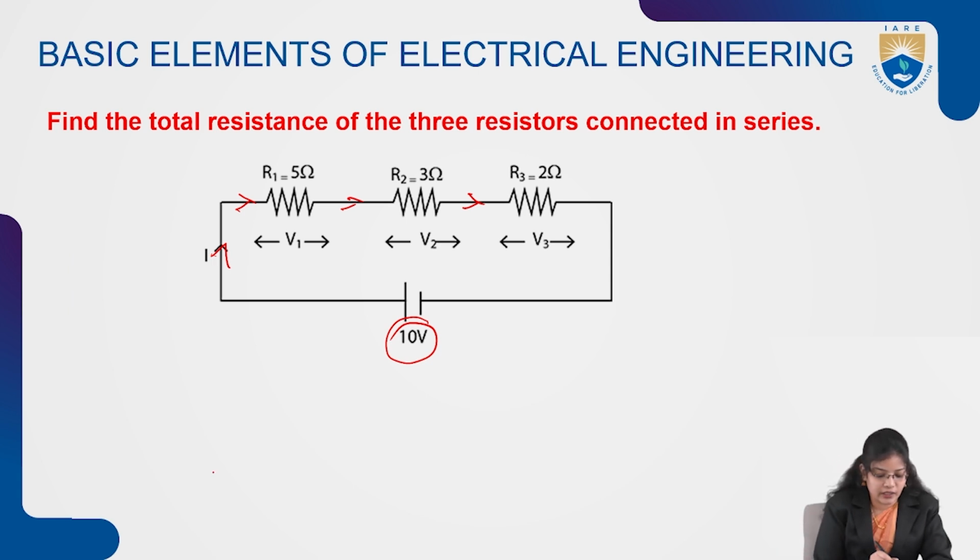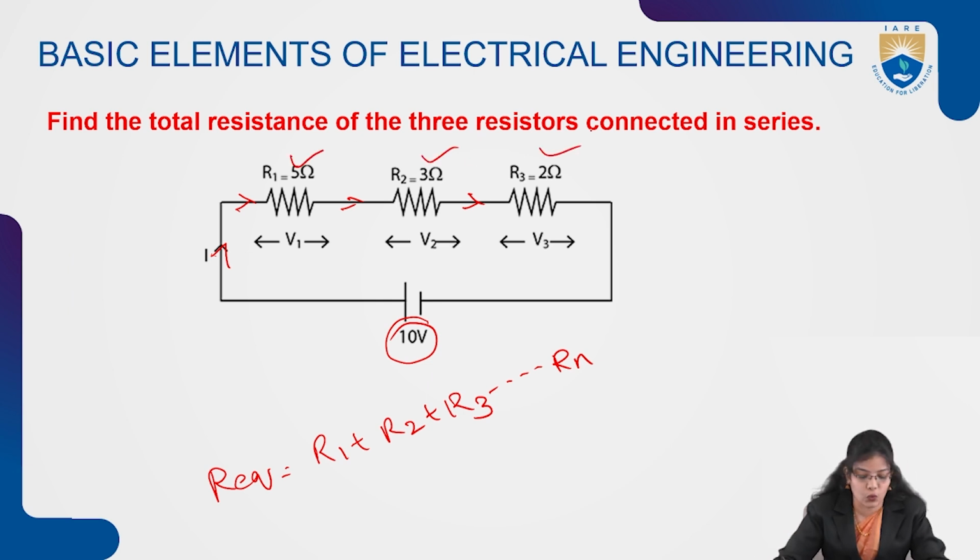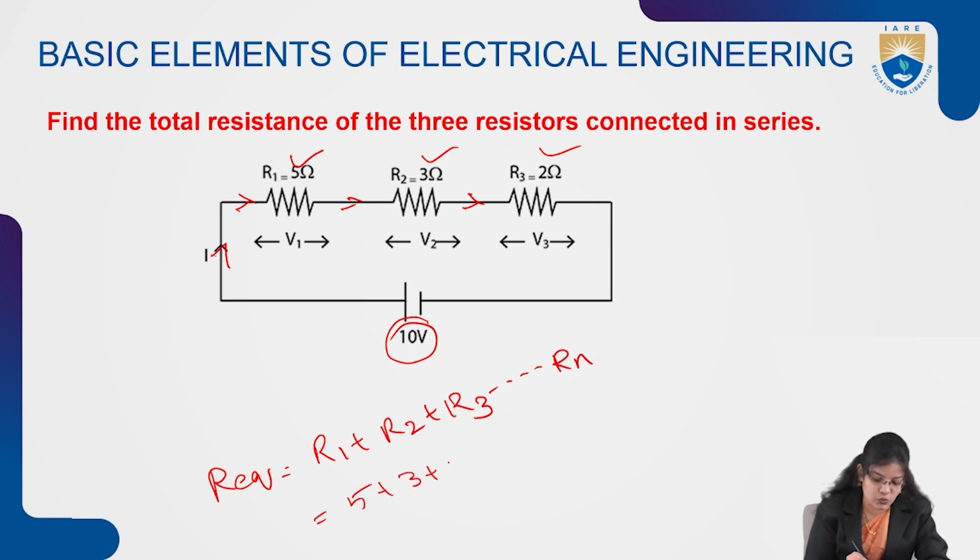So to calculate the equivalent resistance in a series circuit, we have to take R1 plus R2 plus R3 and so on till Rn. So here are only 3 resistors which are connected in series. First resistance value is taken as 5 ohms. Second will be 3 ohms. Third one will be 2 ohms. So now we have to take 5 plus 3 plus 2. The value of this will be 10 ohms. The R equivalent will be taken as 10 ohms.